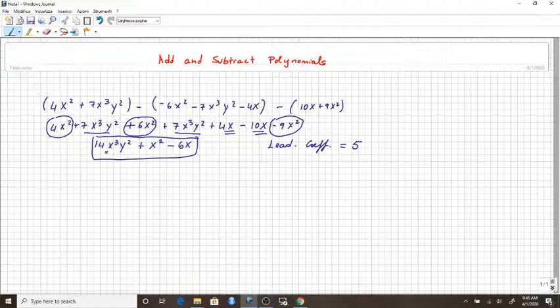And this is the highest degree term, this 14x cubed y squared. I'm sorry, I made a mistake, this 5 is the degree, not the leading coefficient. Okay, so that's the degree. So degree is equal to 5, and the leading coefficient is instead the number in front of the highest degree term, which in this case is equal to 14. So to find the degree of a polynomial that has more than 1 variable, add the exponents, and the leading coefficient is the number in front.